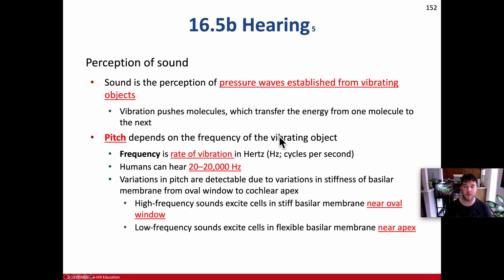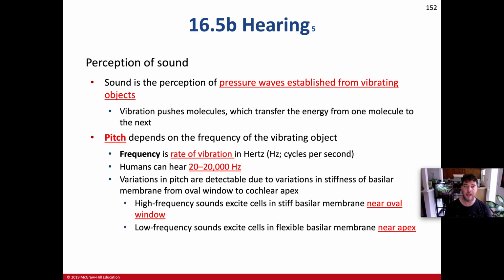Pitch depends on the frequency of the vibrating object, and frequency is the rate of vibration. So something that vibrates at higher frequency has a higher pitch, lower frequency has a lower pitch. Humans can hear 20 to 20,000 hertz, and variations in pitch are detectable due to variations in the stiffness of the basilar membrane from the oval window to the cochlear apex.